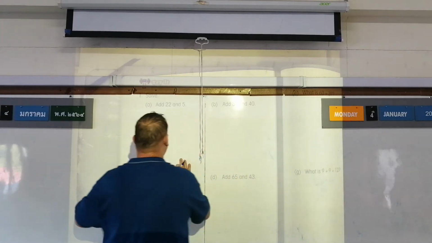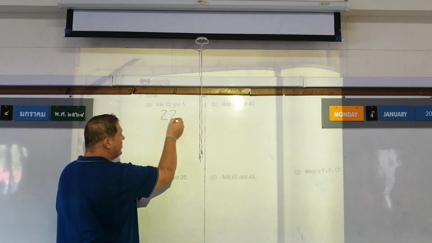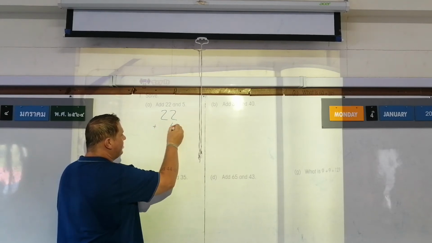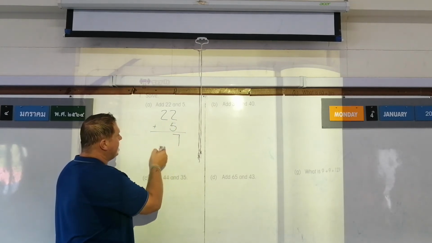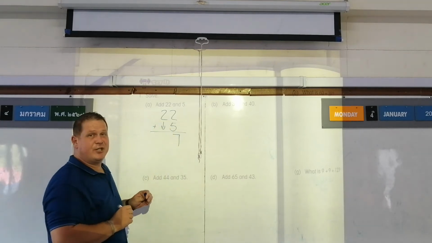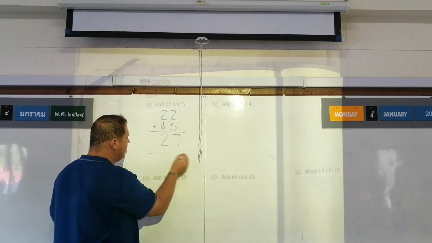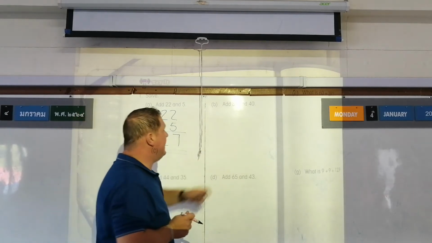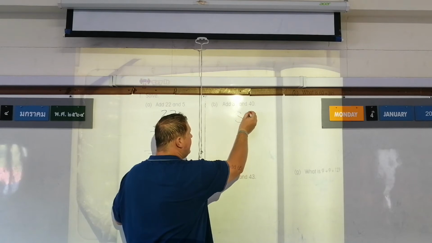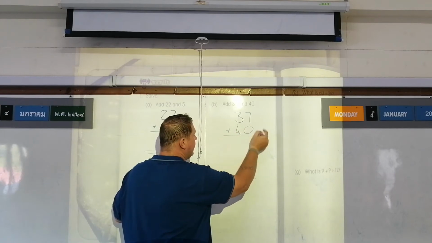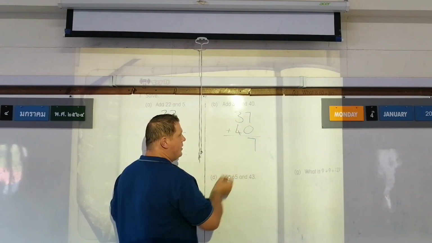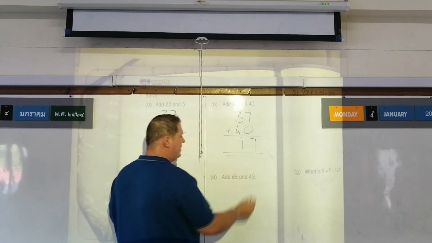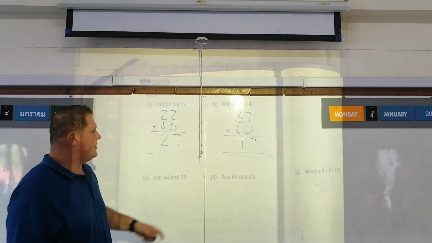So you guys can write 22 plus 5, right? Then you just add 5 plus 2, 7. There's nothing to add to the 2, so you just carry the 2, and there you go, right? This one, 37 plus 40, right? Okay, 7 plus 0, 7, right? 3 plus 4, also 7. Yeah? All right, let's do these two also.